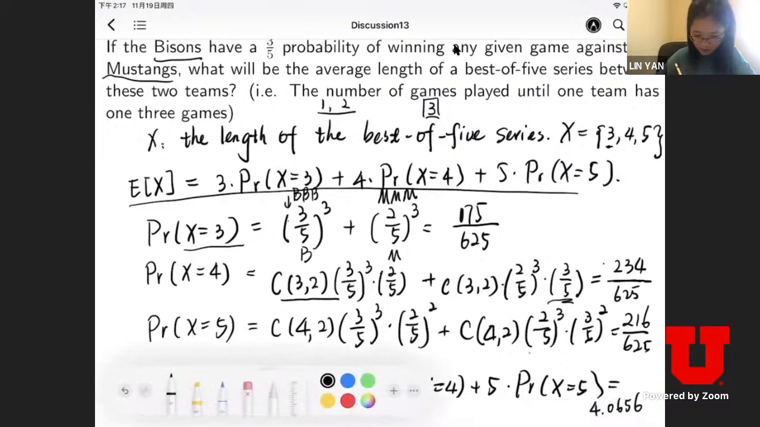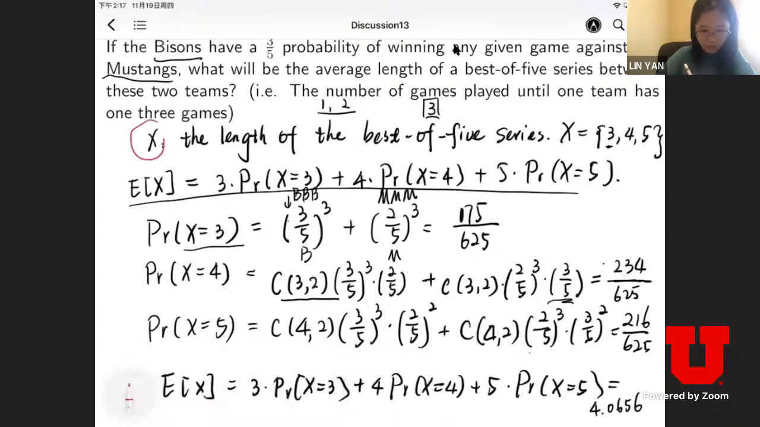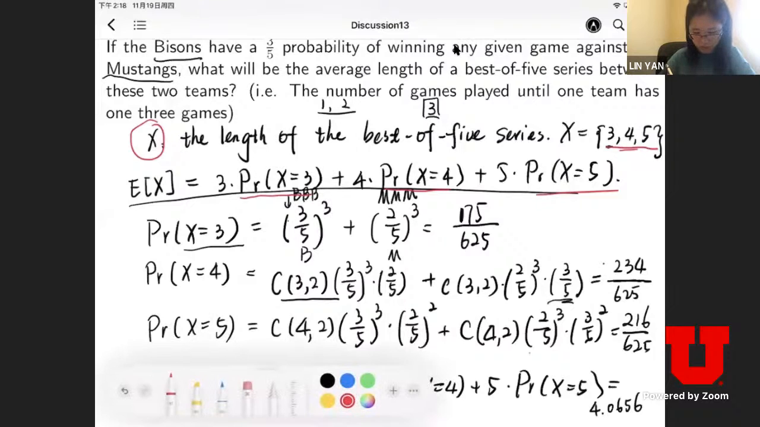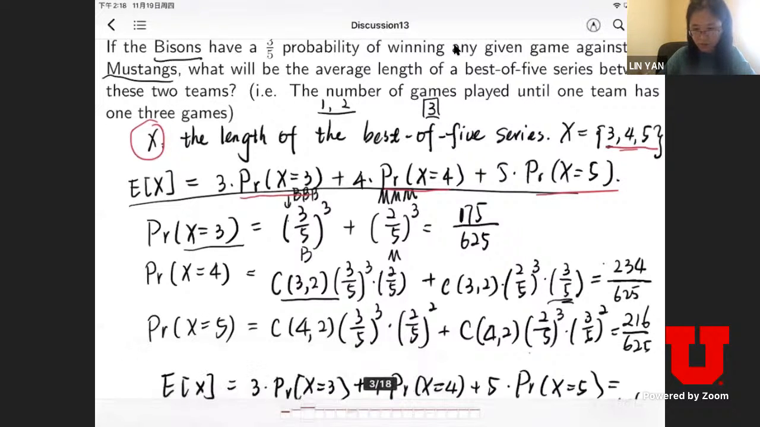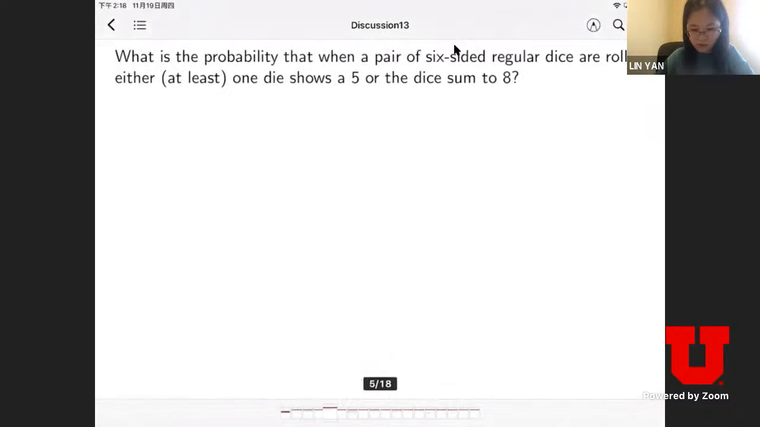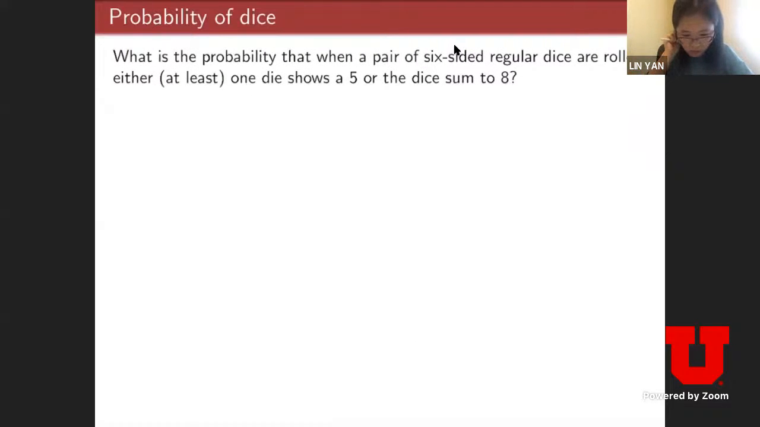So the key idea is, firstly, you need to decide what x is. And then you need to calculate the probability of each case. And then you can add them together. This is the main idea to solve the problems related to expected value. Okay, let's go to the next question. Please use 3 minutes to think about it, and then we will work on it together.